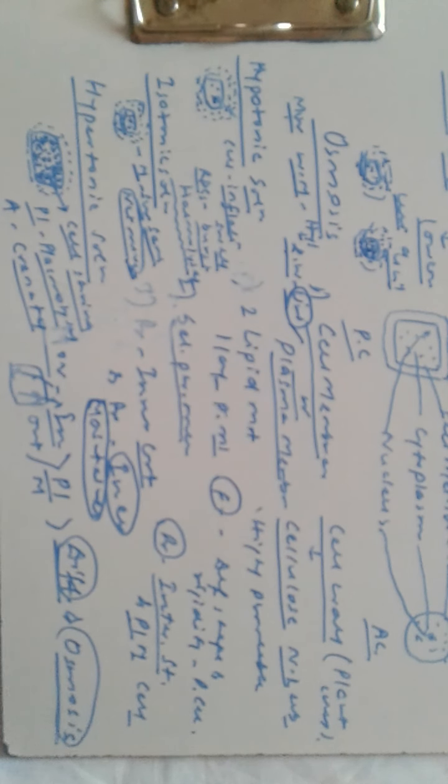Hypertonic solution: here the concentration in the cell is more than the concentration outside the cell, so there will be movement of water from inside to outside the cell, and as a result the cell will shrink. This process is known as plasmolysis in case of plants, and in animals it is known as crenation.